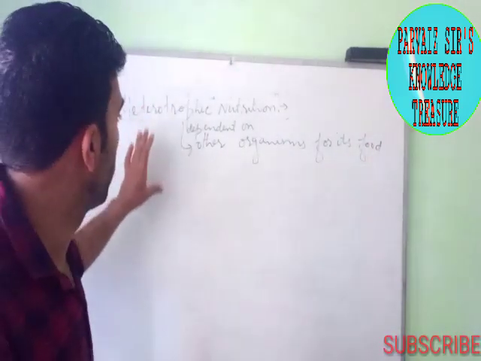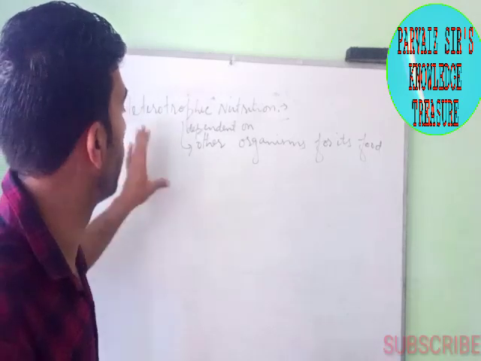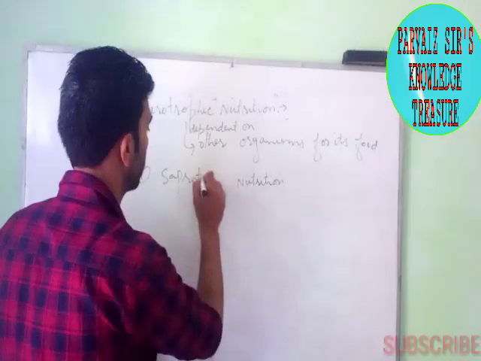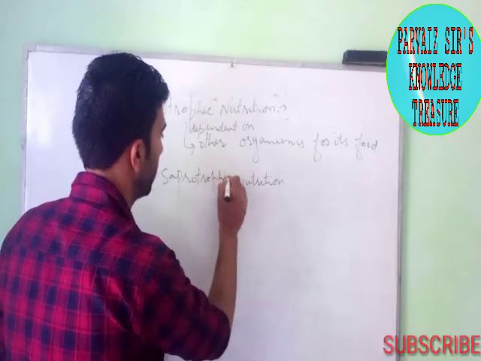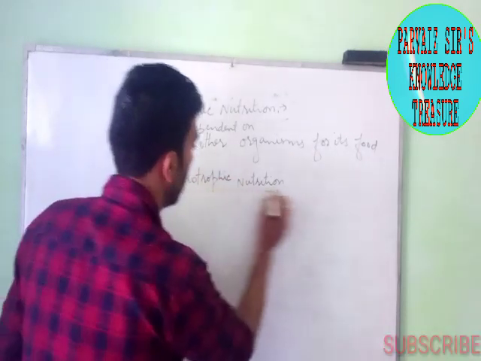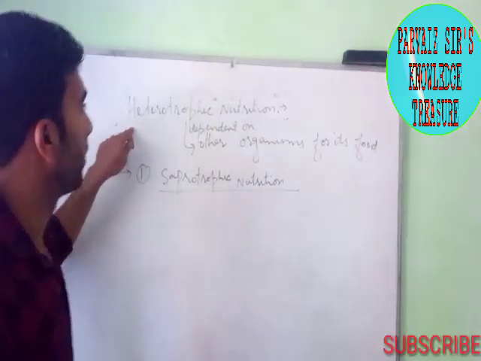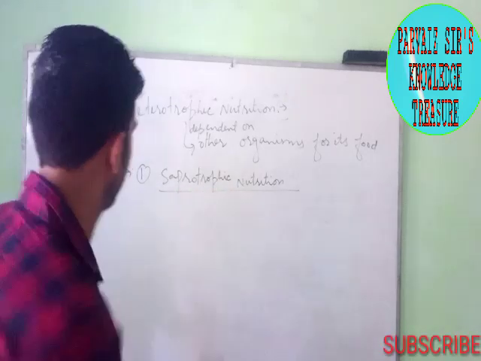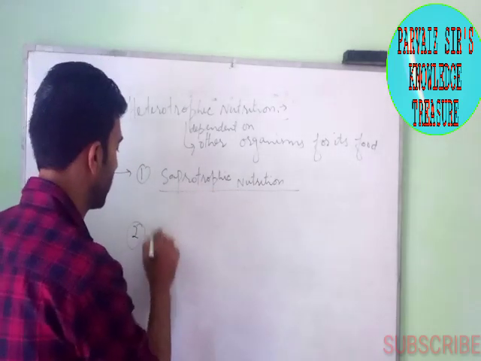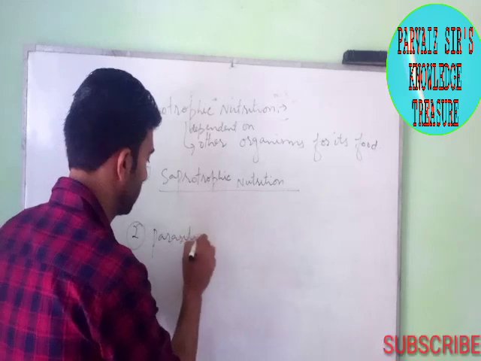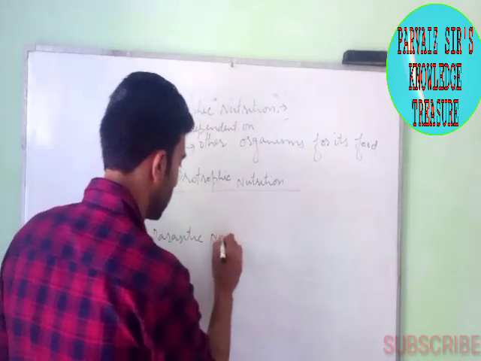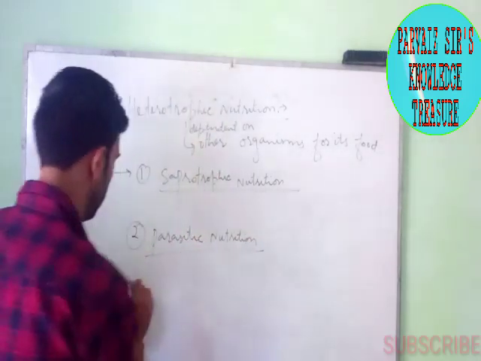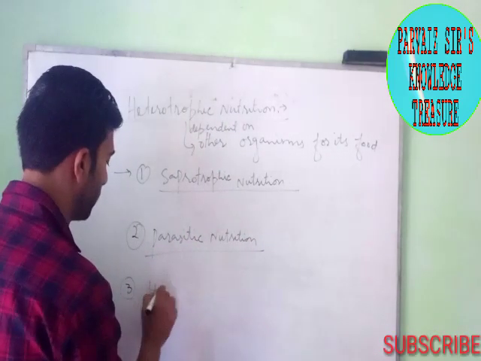This nutrition is further divided into three types. Heterotrophic nutrition is divided into three types: number one is saprotrophic nutrition, number two is parasitic nutrition, and number three is holozoic nutrition.